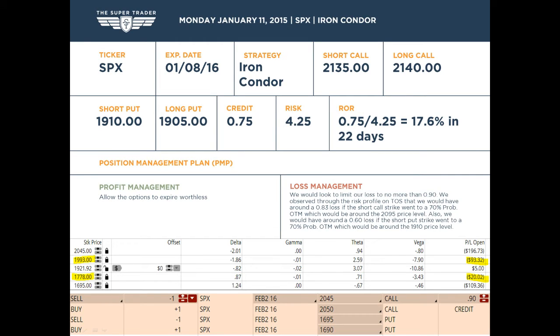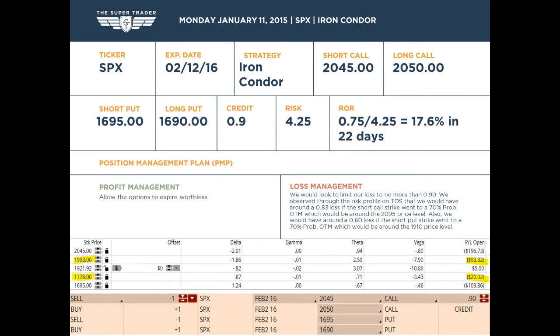All right, let's go ahead and fill this puppy out here. So this would expire on the second Friday in February, which is the 12th of February. So we'll go ahead and put that here, the 12th of February. We're going to look to sell the 2045 call. We're going to look to buy the 2050. We're going to look to sell the 1695 put. And we're going to look to buy the 1690 for a whopping 90 cents of premium.